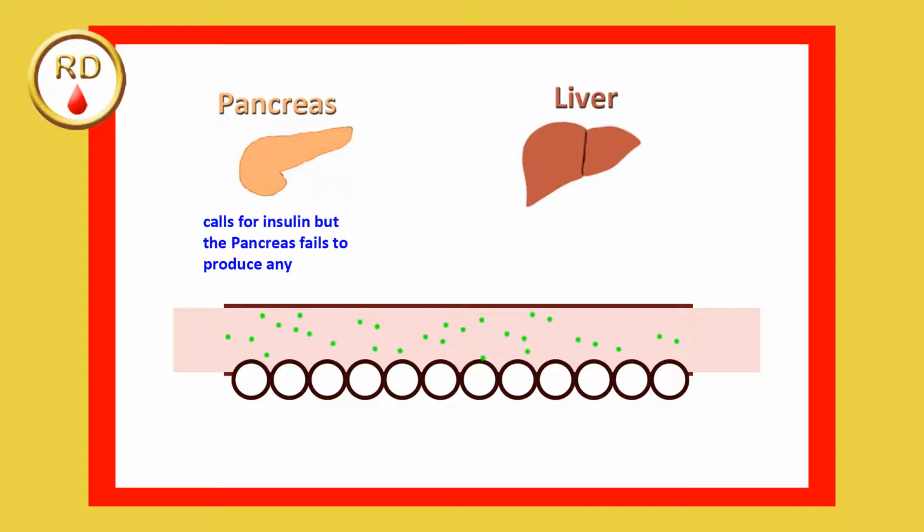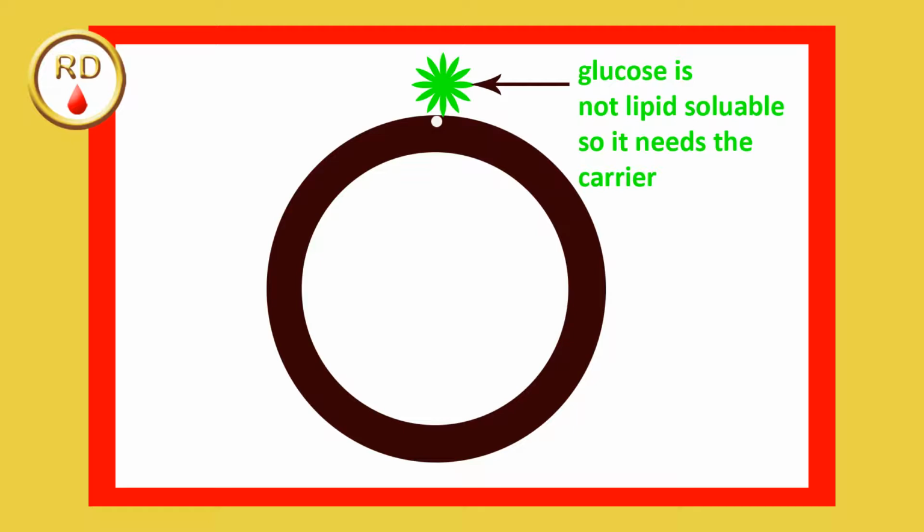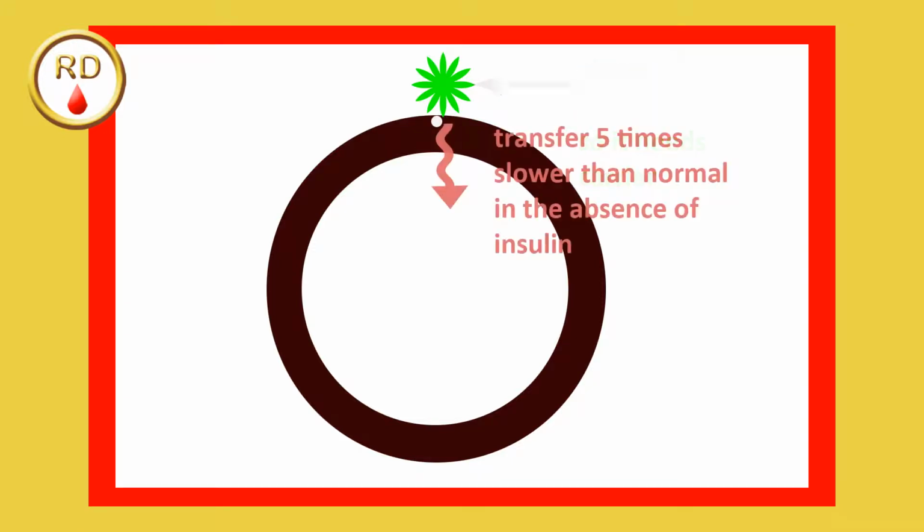So let us have a closer look at the cell, circled in red as we did before. Here we see that the glucose is attached to the cell wall, and the carrier is there to transfer it through to the interior of the cell. Remember that the glucose is not lipid soluble, so it needs the carrier to assist it. But in the absence of insulin, the transfer is slow. In fact, it is 5 times as slow as a normal rate of transfer.